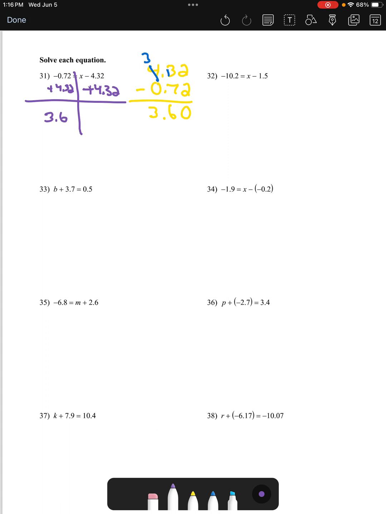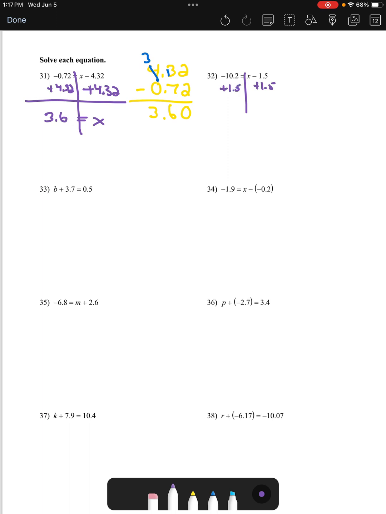Should that be a positive or a negative 3.6? We always take the sign of the bigger number when adding or subtracting. 4.32, the bigger number, is positive, so our 3.6 is positive. 3.6 equals x.